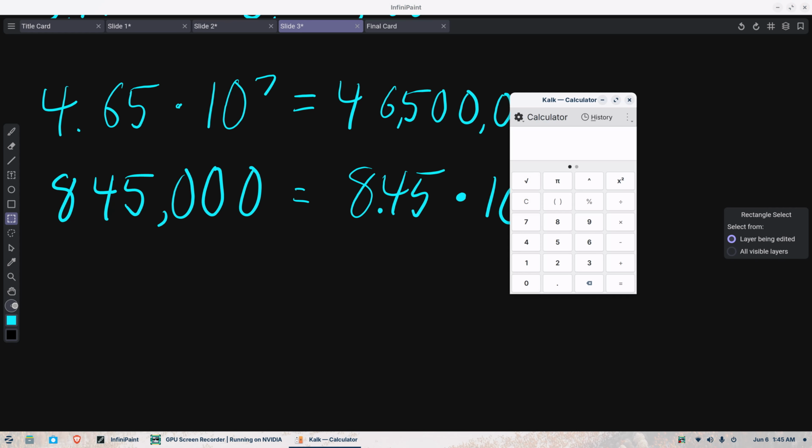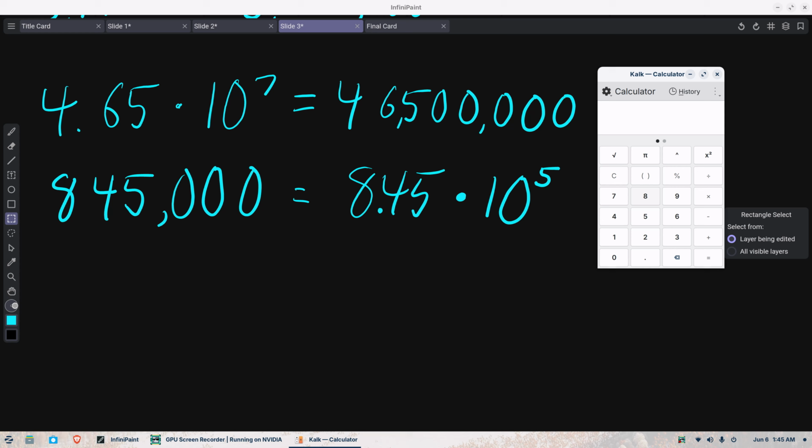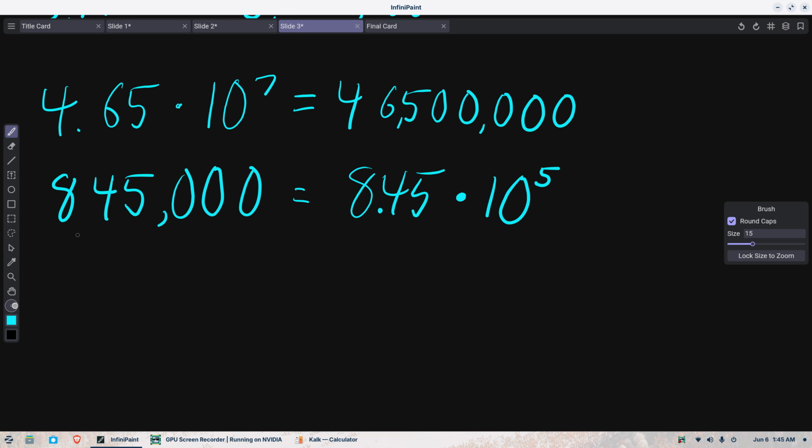And just to confirm I did that correctly, I'm just going to put that in the calculator and just make sure that it is correct. This is a good way to check it if you have access to a calculator. And you can see that these two expressions are equal. That this is equal to this. And hopefully you understand the concept of scientific notation at least a little better.